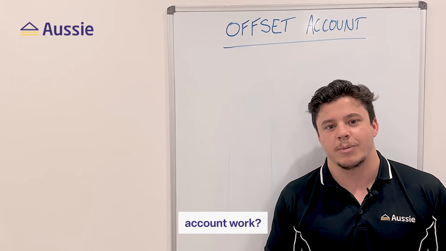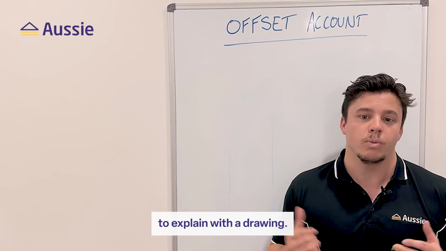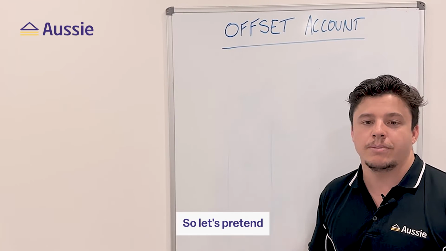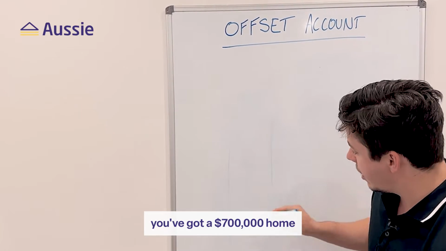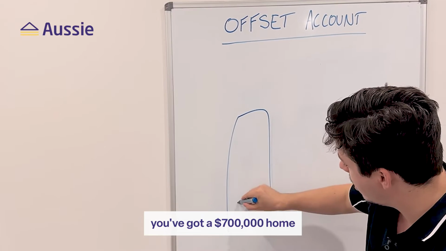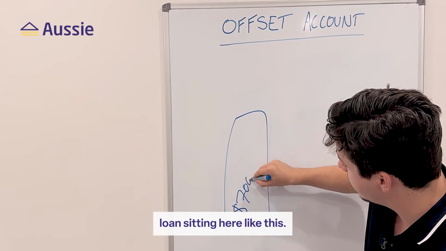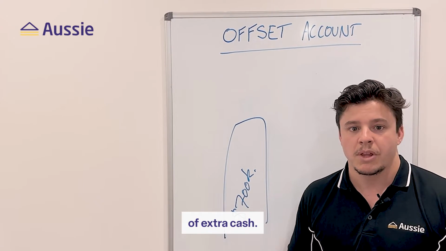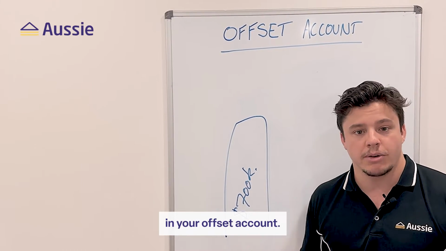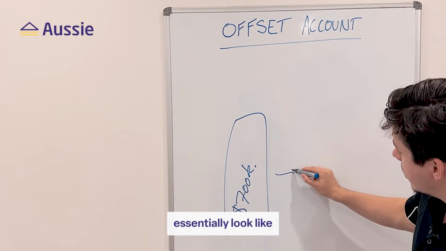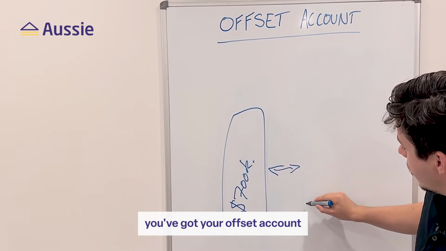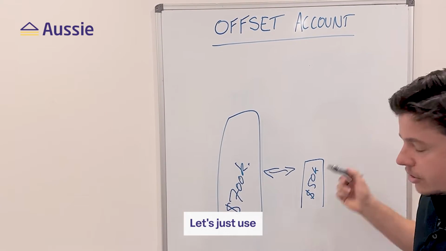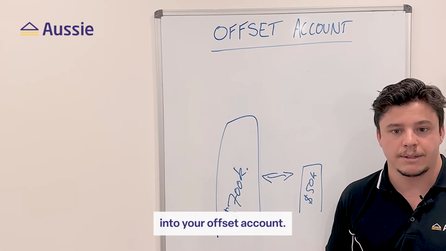So how does an offset account work? It's probably best to explain with a drawing. So I'll turn around and draw you a picture. Let's pretend you've got a $700,000 home loan sitting here like this. And for whatever reason, you've saved really hard and you've got a bit of extra cash. What you could do with that extra money is put it in your offset account, which sits here. You could put your $50,000, let's just use as an example, into your offset account.